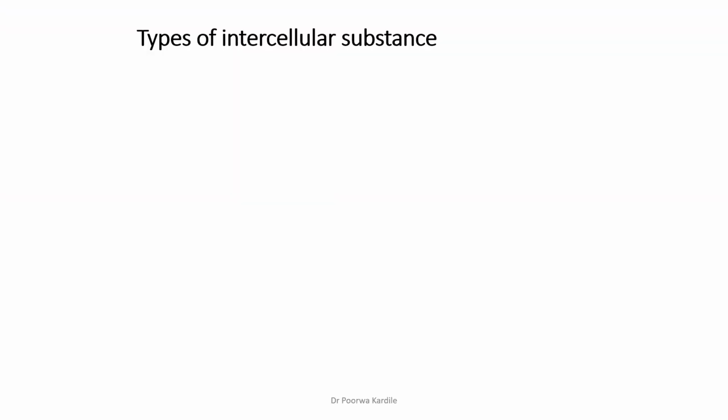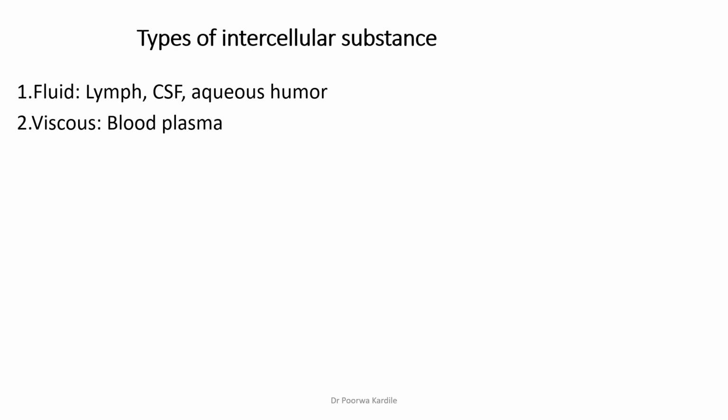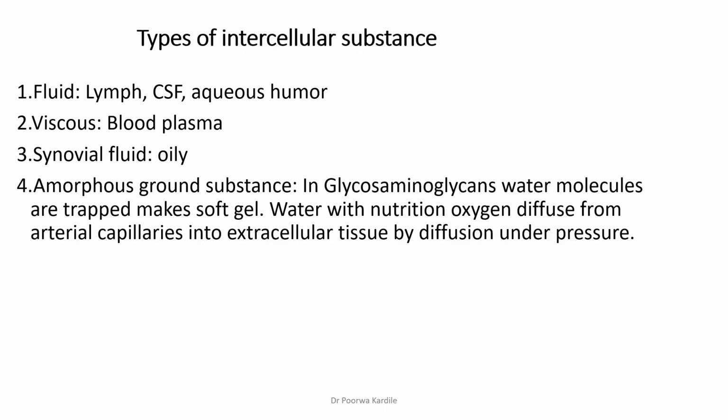So far we have seen the three types of fibers. Now we will see the types of intercellular substance, that is the substance which fills the spaces between the cells. It can be fluid, for example lymph, cerebrospinal fluid, aqueous humor in the eyes. Then it can be viscous like blood plasma, or oily, for example synovial fluid present in the joint cavities, and amorphous ground substance, which is most abundant, and this can be glycosaminoglycans.